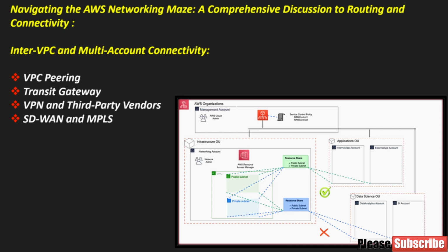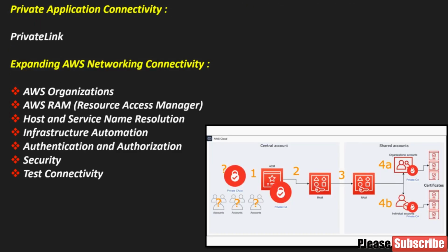The final will be SD-WAN and MPLS. For organizations with advanced networking needs, software-defined wide area networking, that is SD-WAN, and multi-protocol label switching, like MPLS, offer sophisticated solutions. Integrating these technologies into your AWS environment requires a nuanced understanding of networking principles and configurations. Understand? So what about the private application connectivity we need to discuss now?